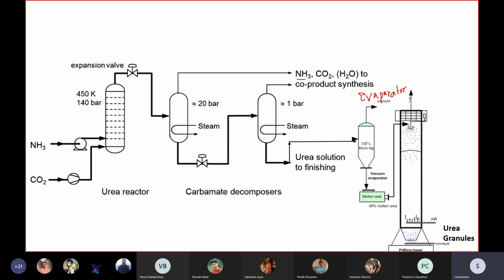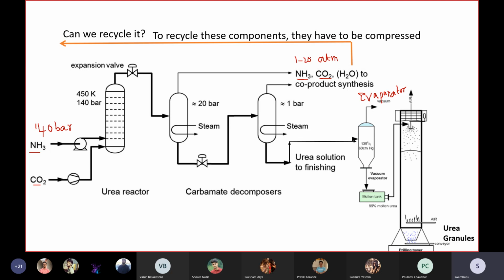Now, what we have is ammonia and CO2. These are the unreacted reactants. These need to be recycled. Remember that we have reduced the pressure, and the pressure here is between 1 and 20 atmospheres, because some of the gas is coming at 20 bar, some at 1 bar, so it will be at an intermediate pressure. Whereas we are supplying ammonia and CO2 here at almost 140 bar pressure. So before we recycle them, we need to compress them because we need to make sure both are at the same pressure before we introduce them.